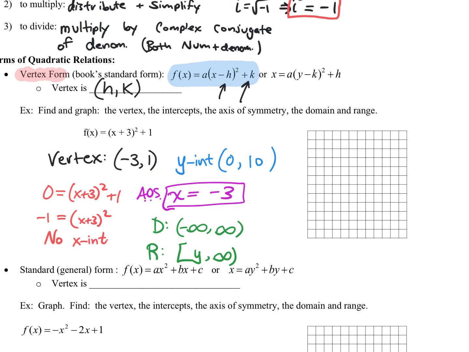I'm going to go ahead and graph this here. I'll give you a quick refresher on this graphing process. Our vertex is at (-3, 1).